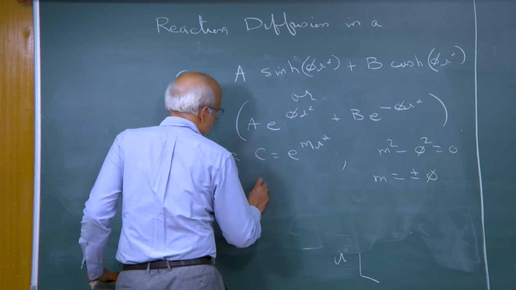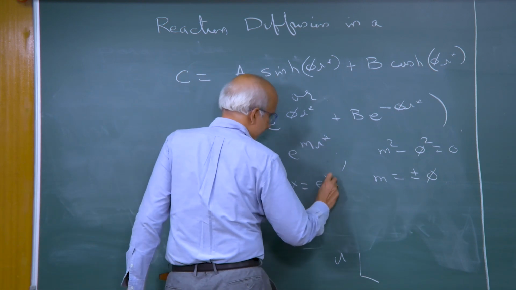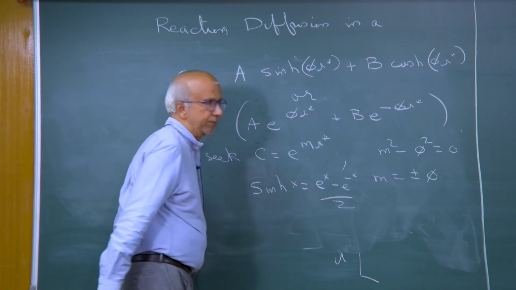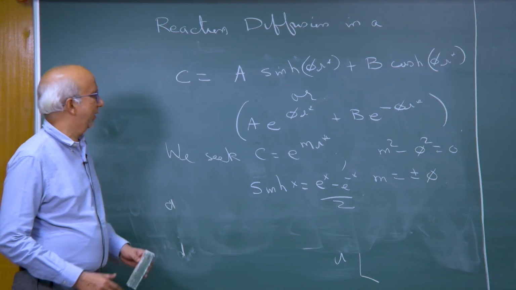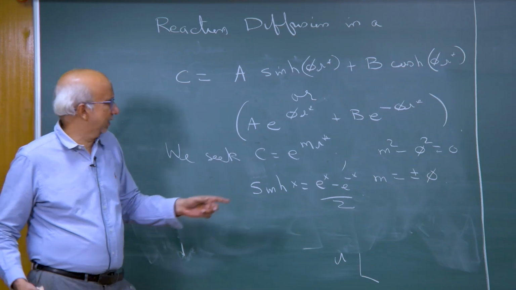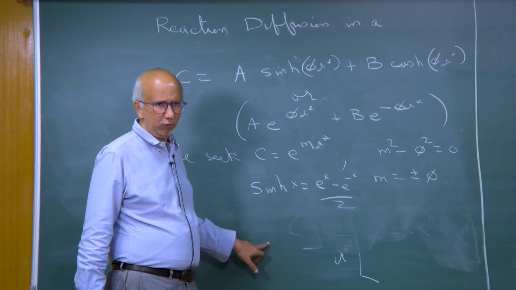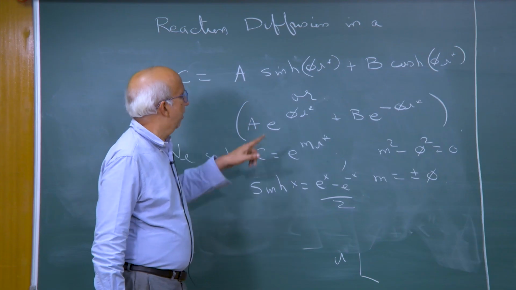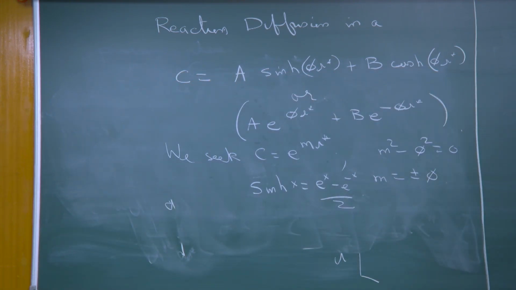And remember what I said, sine hyperbolic x is e power x minus e power minus x by 2, and similarly cos hyperbolic. So basically I am writing it as a linear combination of sine hyperbolic and cos hyperbolic. Now I am going to substitute this boundary condition: at r star equal to 0, C is equal to 0.